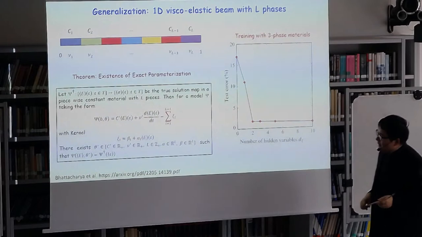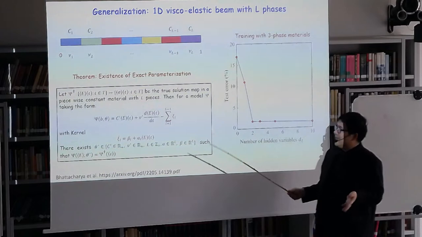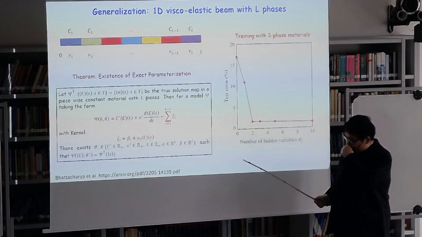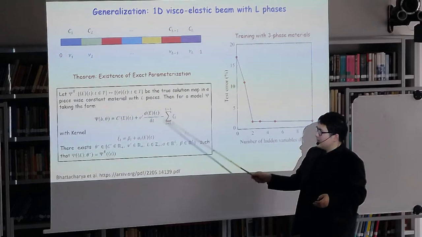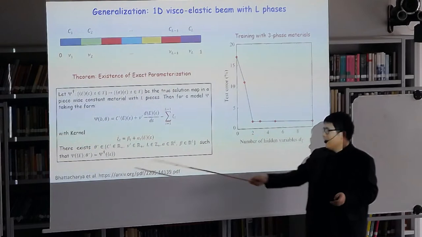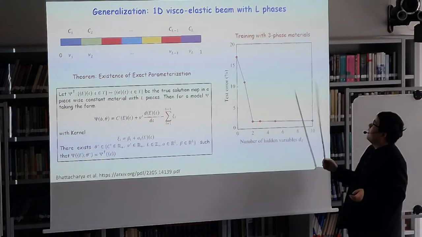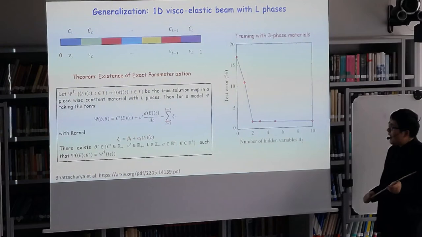And there's a nice theory that we have proved: there exists an exact parameterization where, if you have L different phases in your 1D bar model, then you will basically need L minus one state variables. So you need L minus one Cs to exactly reparameterize Ψ†, which is the true operator of interest. So we've applied our recurrent neural operator to a three-phase material.